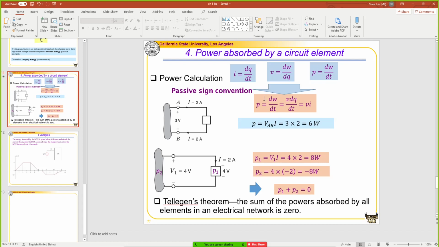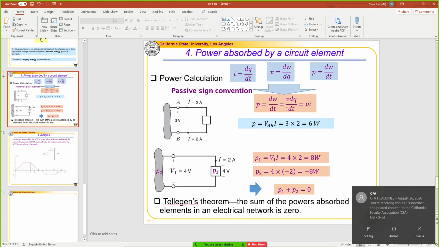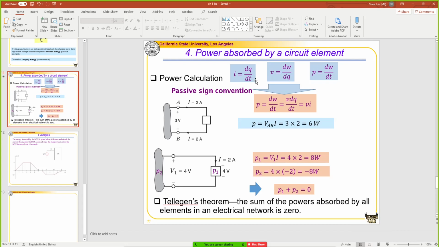We put the power over here. Power is equal to dW over dt. And at the same time, dW can be calculated by using V times dq, right? So we put a V times dq over here, we copy the dt over. And dq over dt becomes the current, right? So this is why we can also calculate the power by using the voltage times the current. And remember, we are going to use the passive sign convention for that calculation.